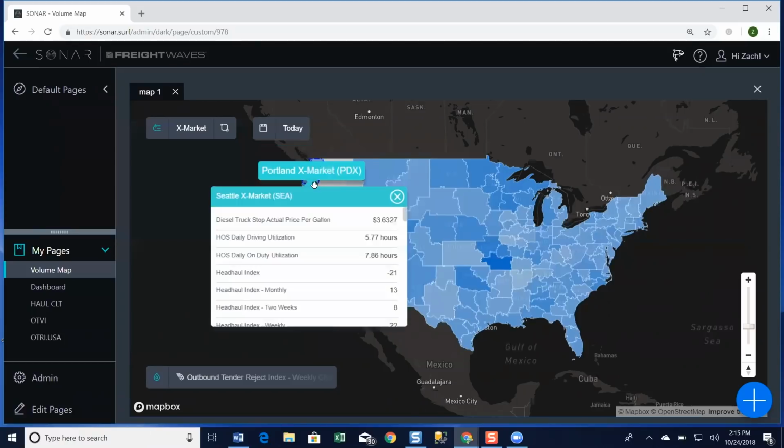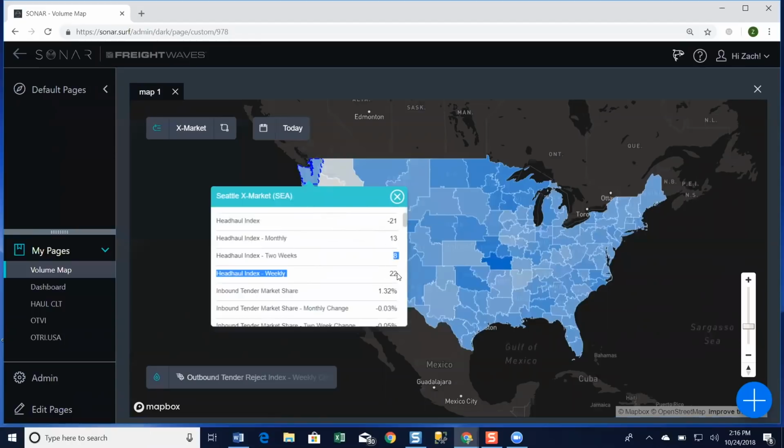Seattle is the only time of year that it starts becoming an actual legitimate headhaul versus a backhaul, because you can get out of the region. Right now we're looking at a -21 headhaul index value, a 22 increase on the week. It has gone up 22 points over the last 7 days.